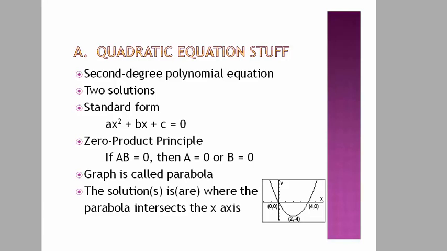Your standard form is ax squared plus bx plus c equals 0. So in other words, it has to equal 0. Your zero product principle is if you have a times b equals 0, then a equals 0 or b equals 0. The graph is called a parabola, and the solution or solutions are where the parabola intersects the x-axis. So here's an example. Here's where I have two distinct solutions.